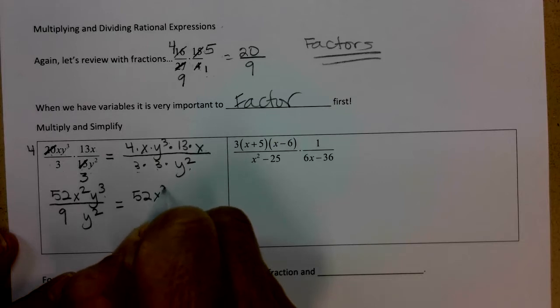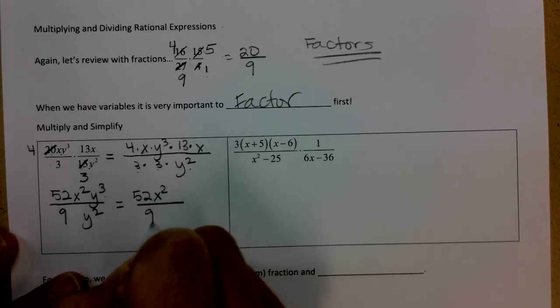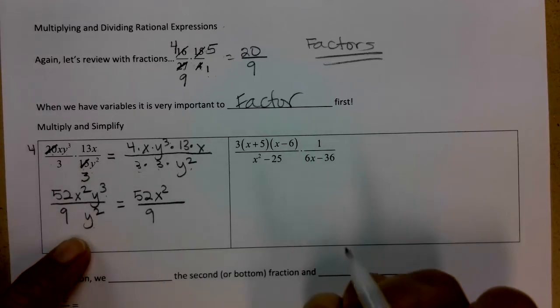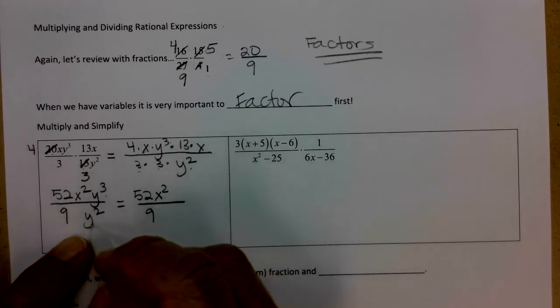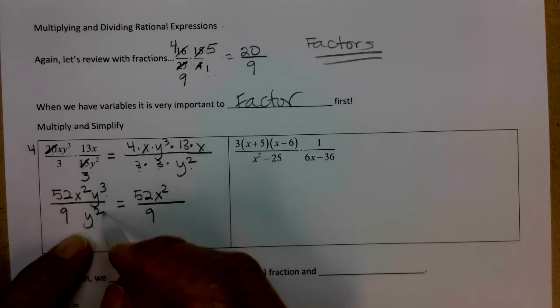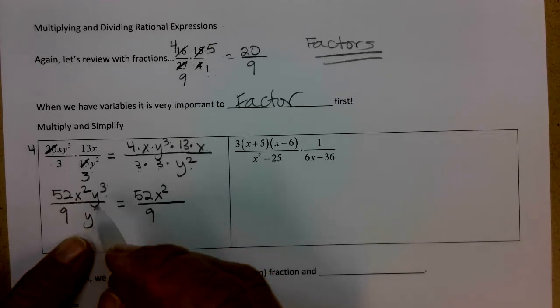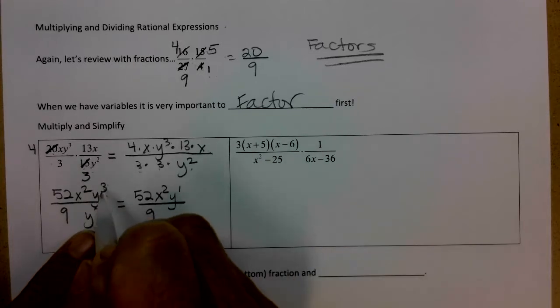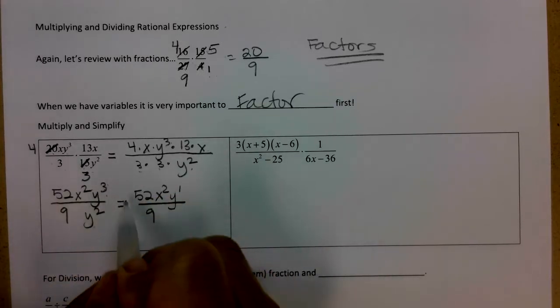So 52x squared. So what happens when I reduce that? Well, it's just like dividing like bases. In fact, that's exactly what it is. I'm dividing the like bases, so we subtract the exponents. So 3 minus 2 is y to the first, and that would be on the top because the 3 was bigger, so that's where it ends up.